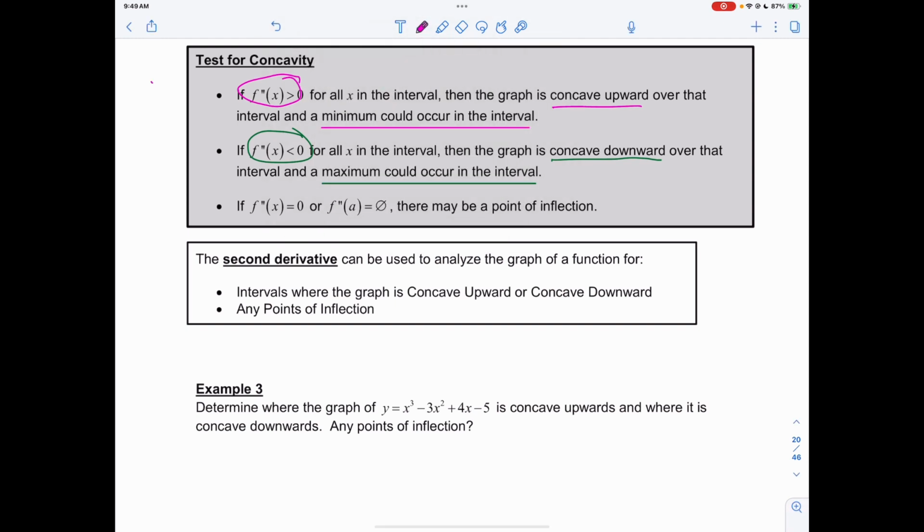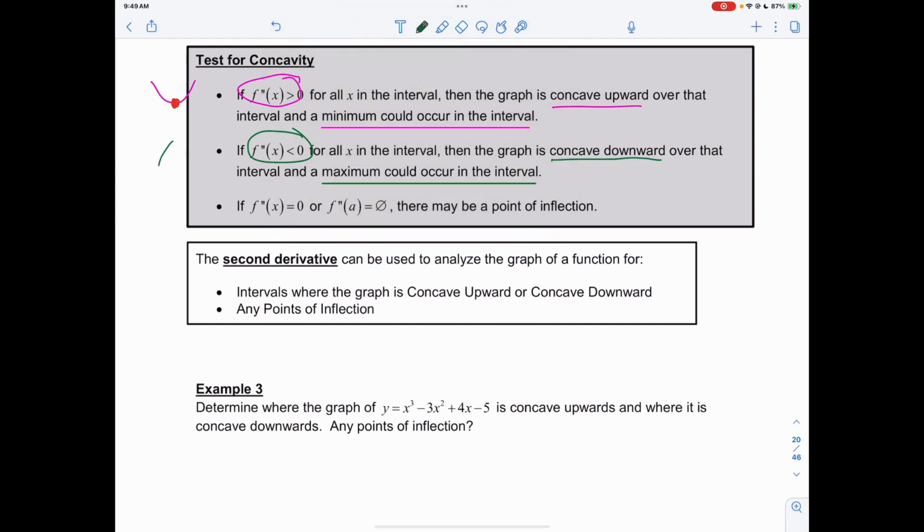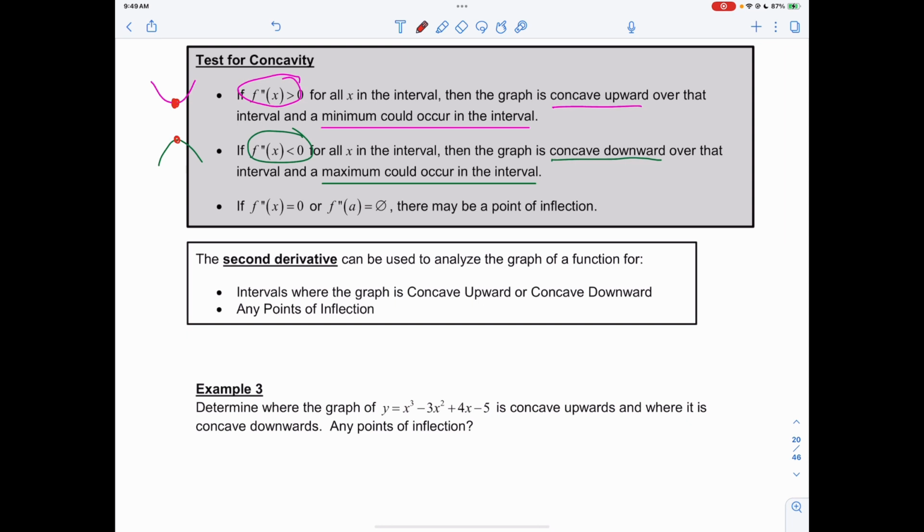If I have a graph where it's concave upwards, then I could potentially have a minimum point here. If I have a graph where it's concave downwards, I could potentially have a maximum. I could potentially have a maximum here.